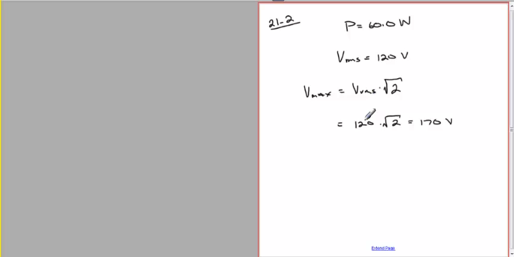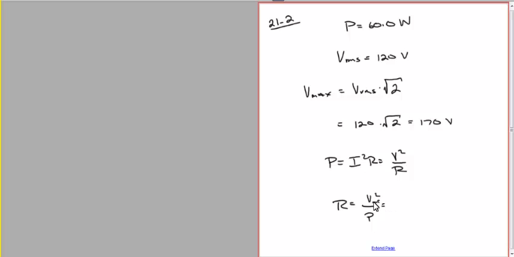What is the resistance in the bulb? We'll use the RMS value there. If you remember, power in a resistive circuit is equal to I squared R, or it's equal to V squared over R. Since we have voltage, let's use that. Actually, let's solve for resistance. So resistance is equal to V squared over the power.